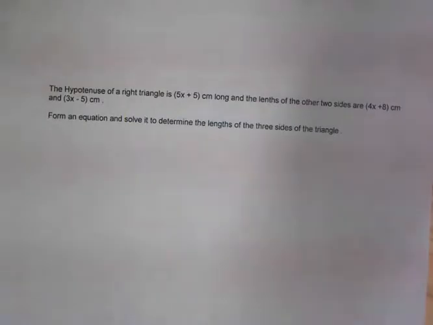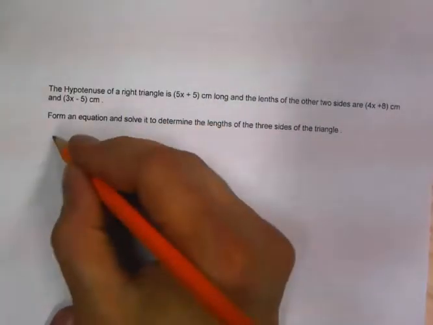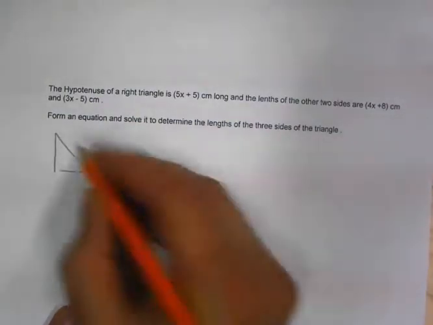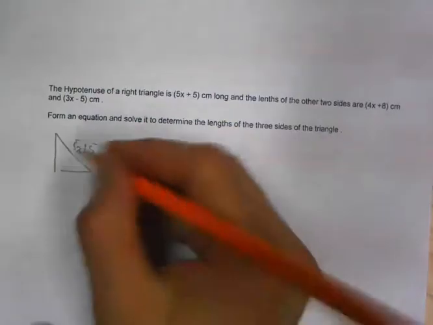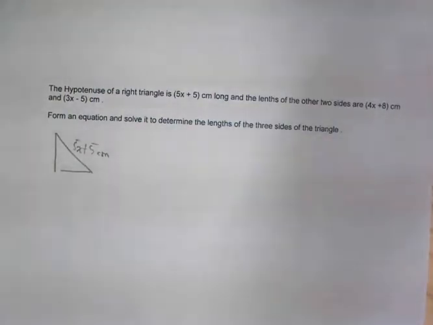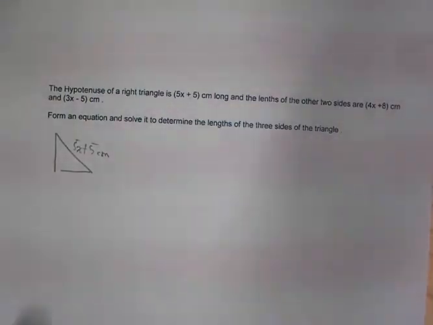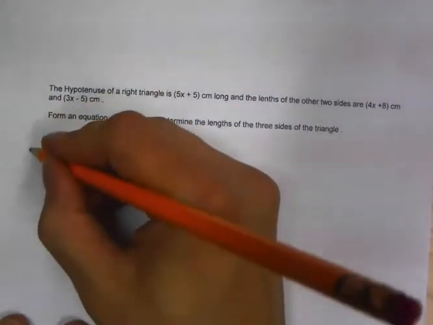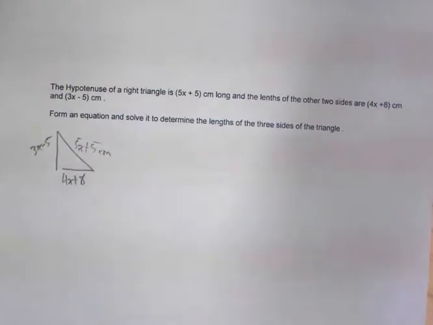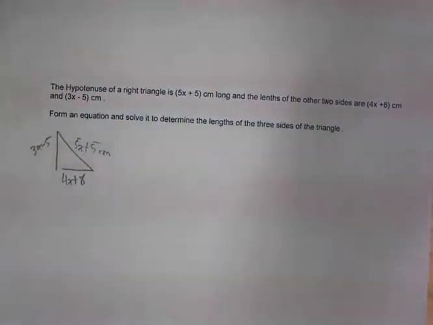Last question of the day. Here it says, the hypotenuse of a right triangle is 5x plus 5 centimeters long, and the lengths of the other two sides are 4x plus 8 and 3x minus 5. For the equation, solve and determine the lengths of the three sides of the triangle.